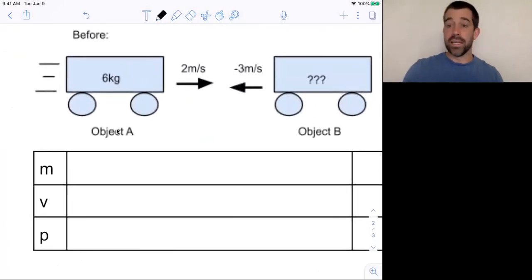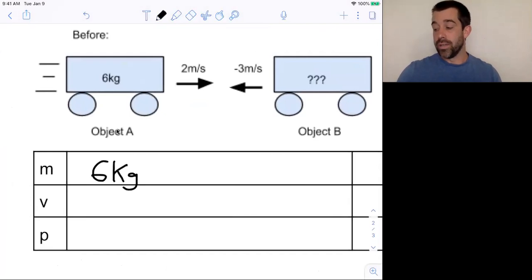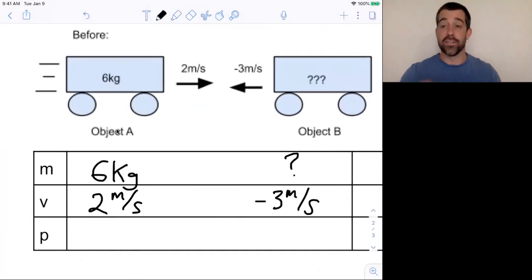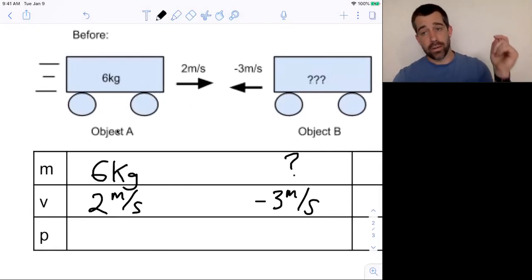So for the beginning of this, we have a mass for object A of 6 kilograms. We do not know the mass of object B. That's what we're trying to find out. Object A has a velocity of 2 meters per second. And object B has a velocity of -3 meters per second. That negative sign is very important. It tells us that object B is going to the left, whereas object A was moving to the right.